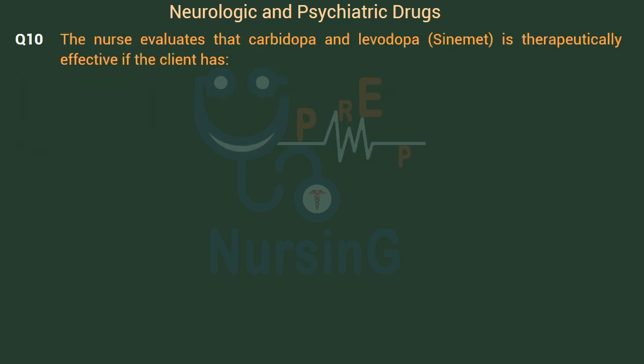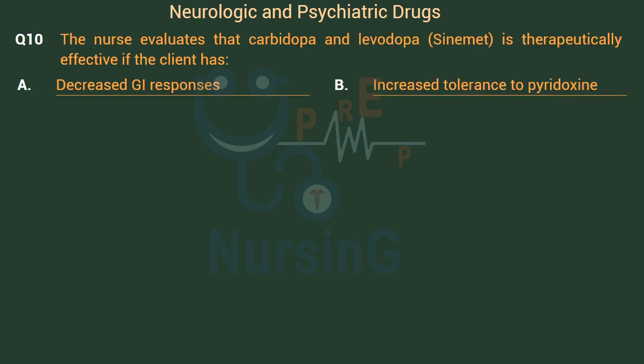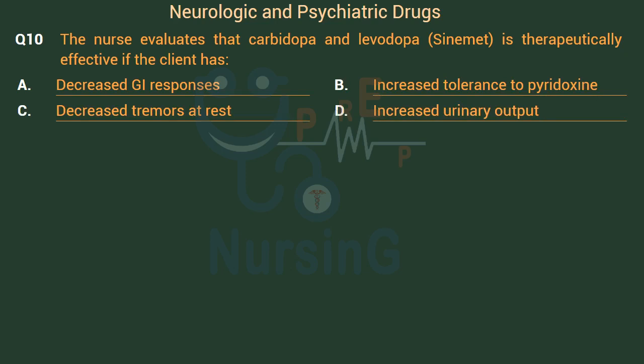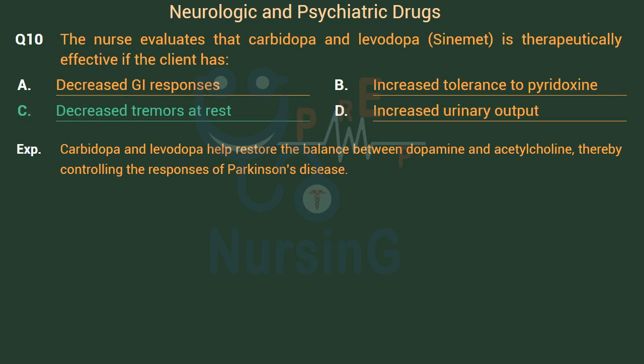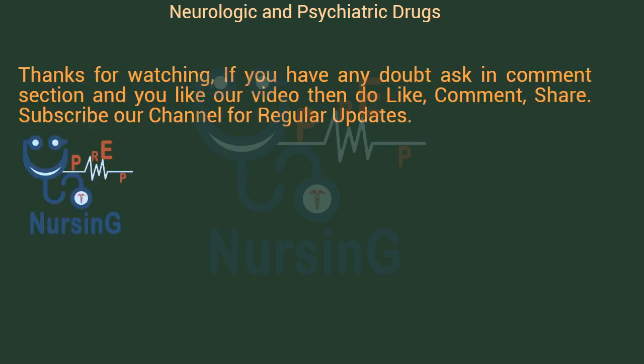The nurse evaluates that carbidopa and levodopa, Sinemet, is therapeutically effective if the client has: Option A. Decreased GI responses. Option B. Increased tolerance to pyridoxine. Option C. Decreased tremors at rest. Option D. Increased urinary output. Right answer is Option C. Decreased tremors at rest. Carbidopa and levodopa help restore the balance between dopamine and acetylcholine, thereby controlling the responses of Parkinson's disease.